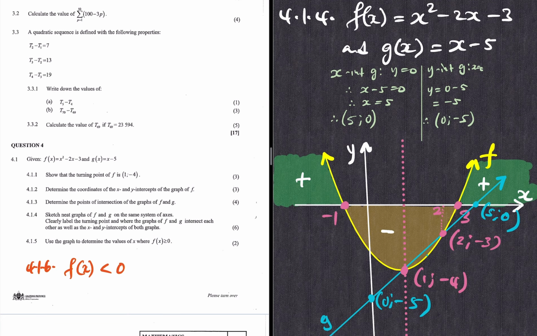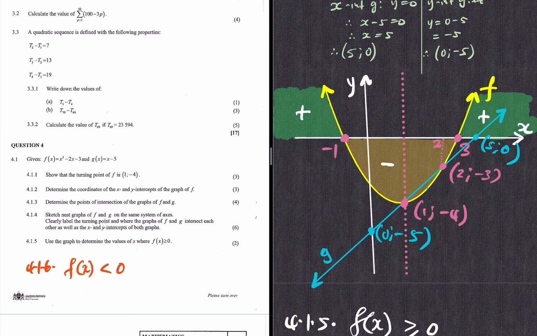And then the sketching, 6 marks. That's where you must show the point of intersection. It's 1 mark there. The intercept point for both graphs, and then the correct shape. This 1 mark for correct shape. Okay, that is 6 marks there.